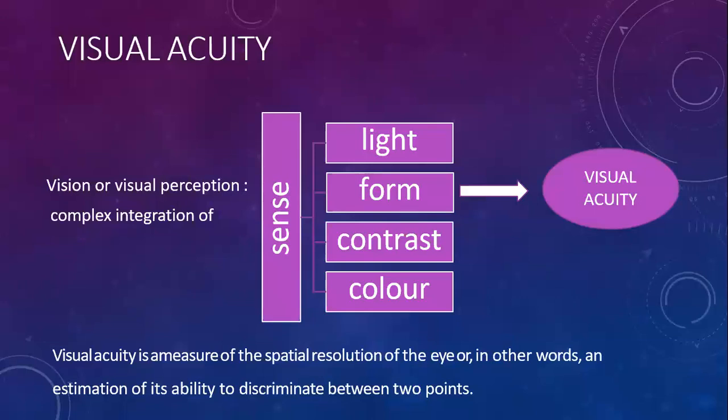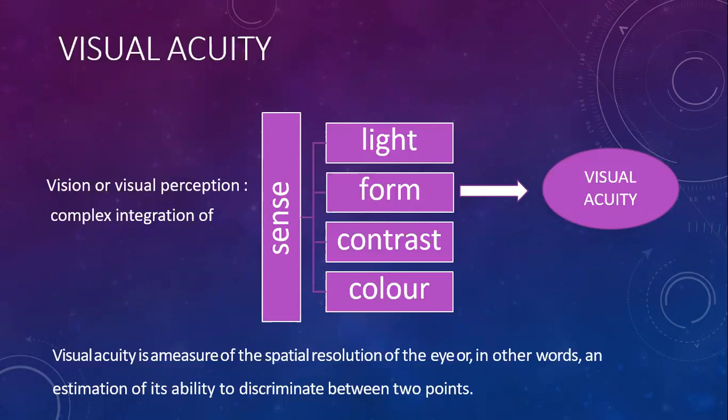Visual acuity basically is a sense that contains light, form, contrast, and colors. This we have read during our physiology of vision already, and added together we can call it visual acuity. So vision or visual perception is a complex integration of senses: light sense, form sense, contrast and color sense, all collectively known as visual acuity.